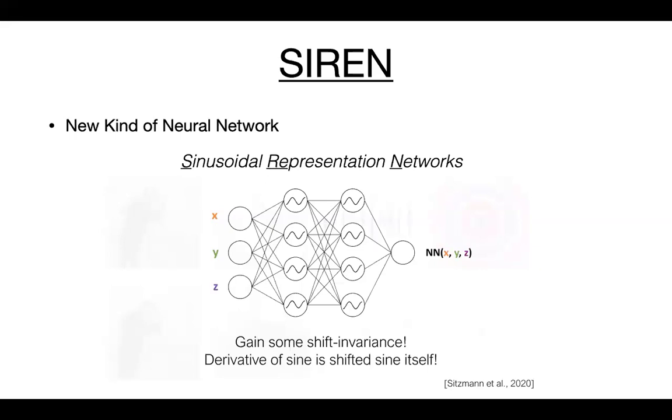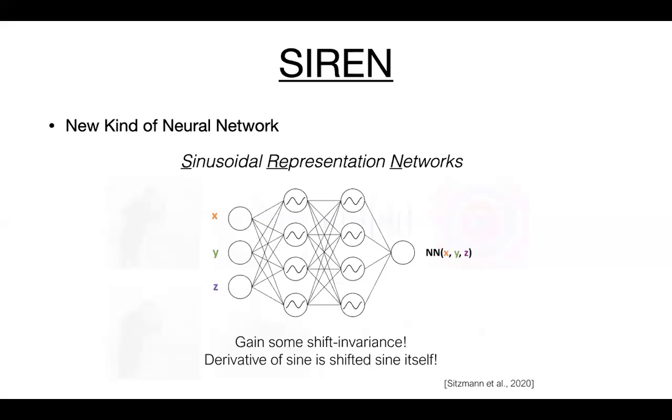And this has two main implications. The first implication is that it is a periodic nonlinear function, which gives us some shift invariance in terms of the behavior of the network. And the second, because it's a sinusoidal function, we are working in a spectral domain.